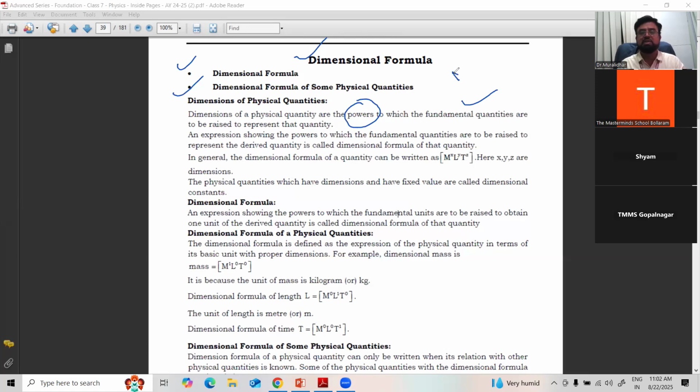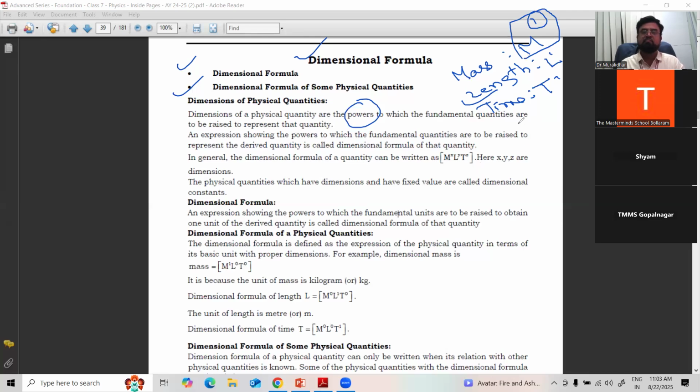So for example, mass is there. We have 3 fundamental quantities: mass, length and time, basically. Of course, more are there, electric current, temperature and all. So the dimension formula of mass is nothing but M1. The dimension formula of length is L1, and of time is T1. This power is called the dimension. The dimension of mass in mass is 1. The total representation is called the dimension formula.